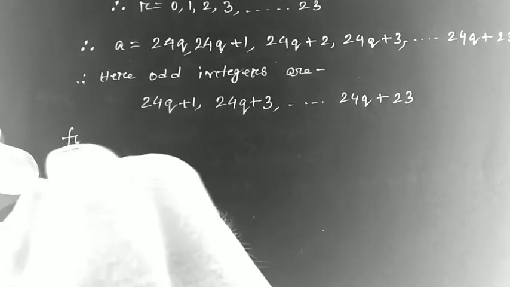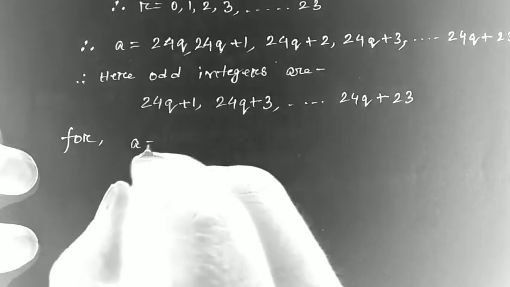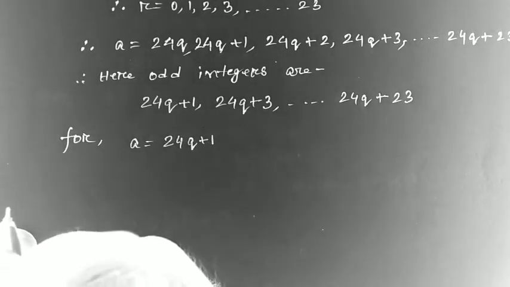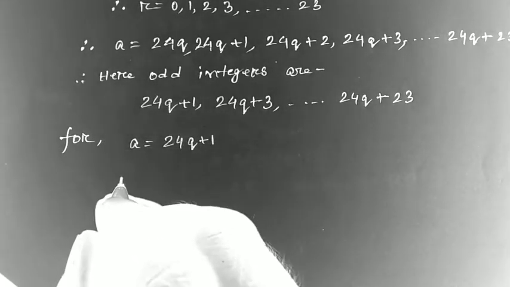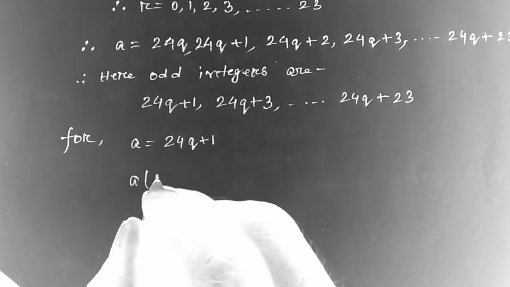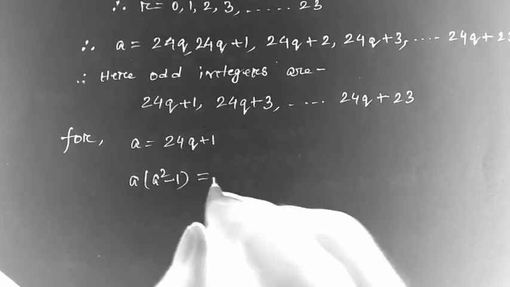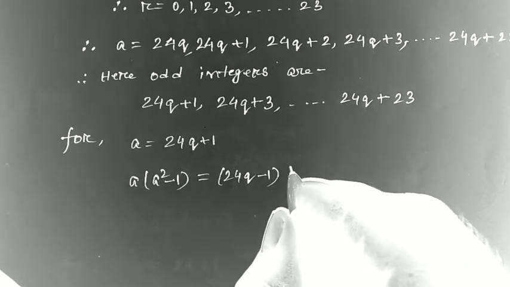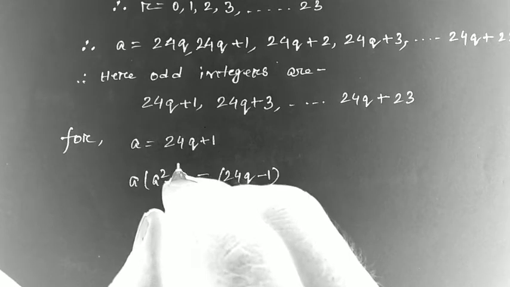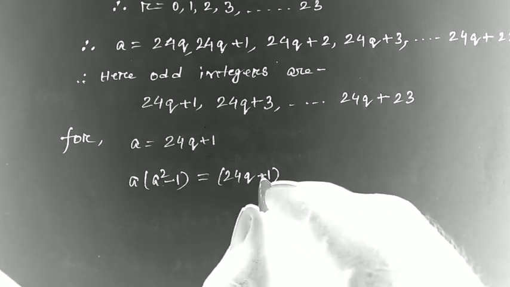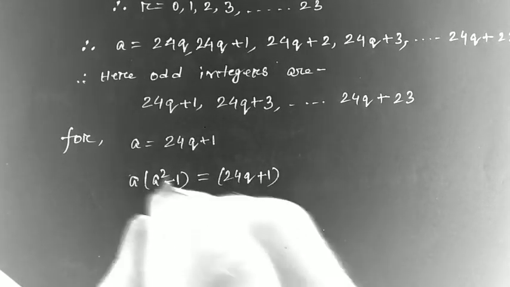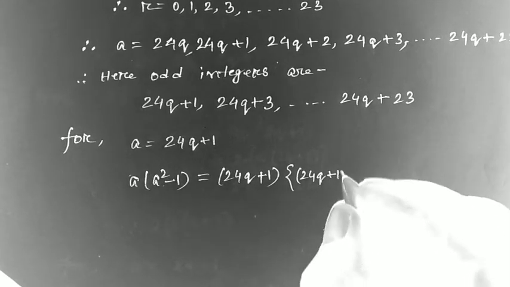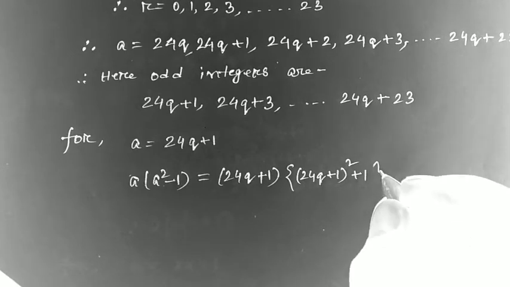So for a is equal to 24q plus 1, we need to find a into a square minus 1. So a means 24q plus 1, and a square means 24q plus 1 whole square, then minus 1.